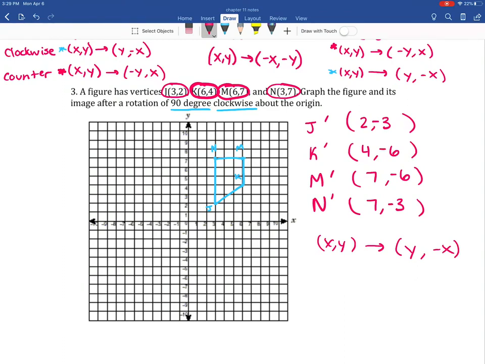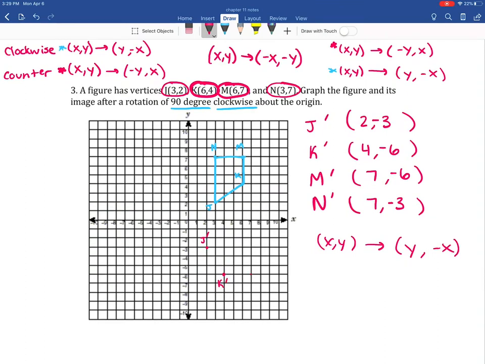Now I can graph. I'm going to go to 2, -3, plot my J prime, 4, -6, plot my K prime, 7, -6, M prime, and 7, -3, N prime. And I can connect my dots to see now that I have made a 270 degree rotation counterclockwise, which is the same thing as 90 degrees clockwise.